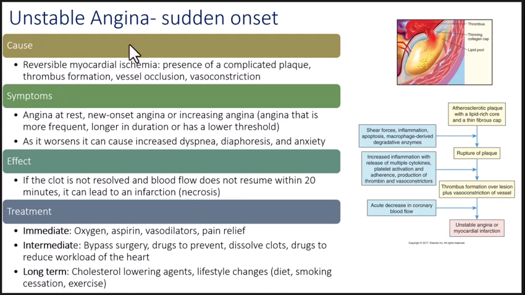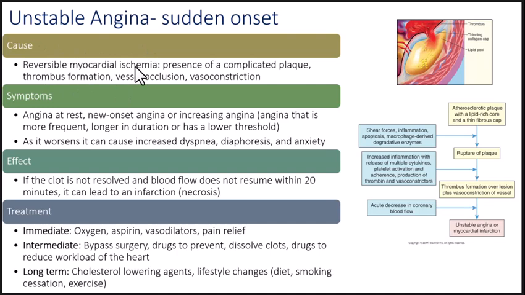Okay, as promised, we're coming back to unstable angina. So what is it? Unstable angina, I'd like you to make note, is a form of acute coronary syndrome. Acute coronary syndrome that results in reversible myocardial ischemia.